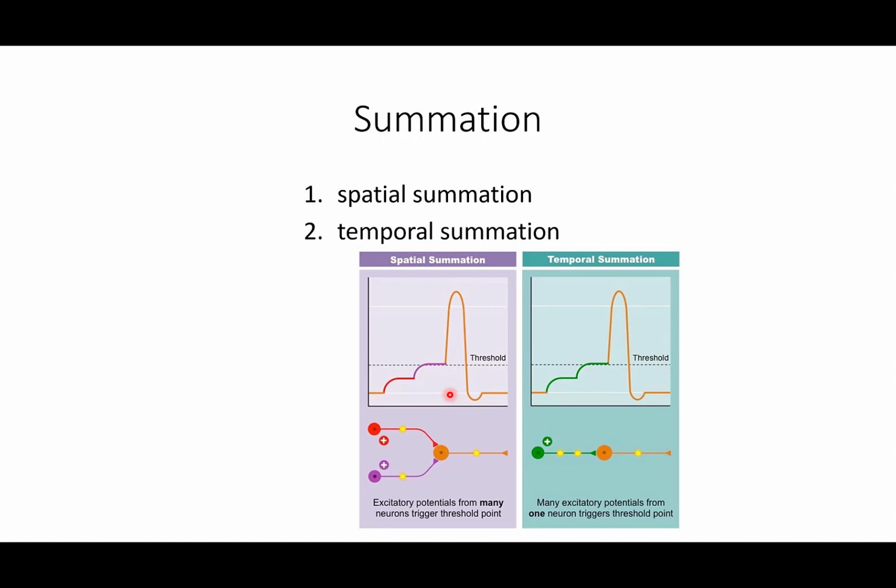Now in temporal summation, we're getting many excitatory potentials from a single neuron, and they're occurring in rapid succession. So we have one graded potential that changes membrane potential, and then let's say it starts to kind of go back down, but then we get another excitatory. So rather than returning all the way to the resting membrane potential, it gets additive and adds up again, and we now have a suprathreshold graded potential, and we trigger our all or nothing action potential response.